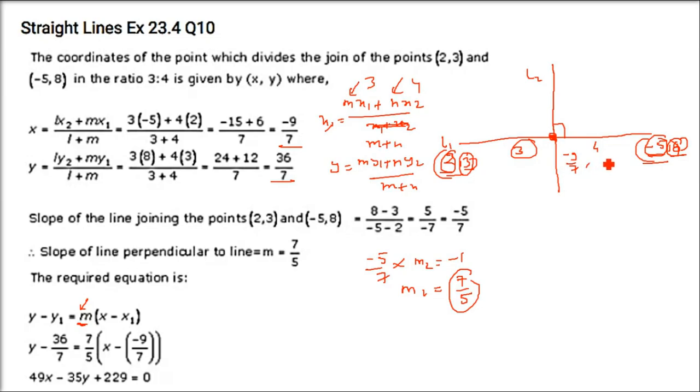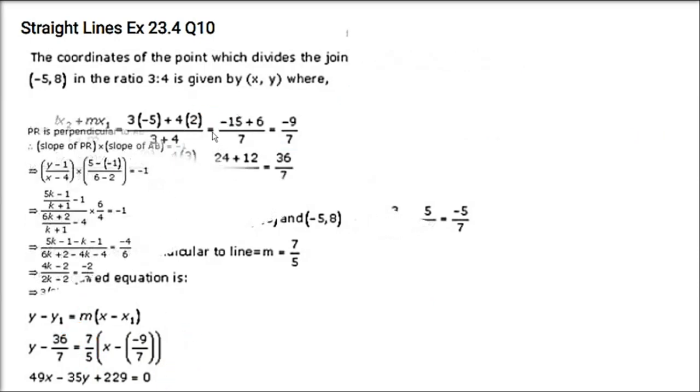So the point where the other line intersects the original line is minus 9 by 7 and 36 by 7. Now you put it here, x1 y1 we now know, and the slope we also found out, 7 by 5. Rearrange this equation, you are going to get 49x minus 35y plus 229 equals 0.